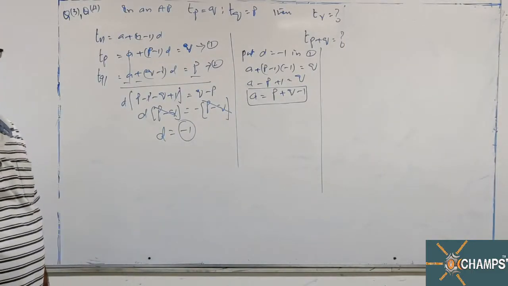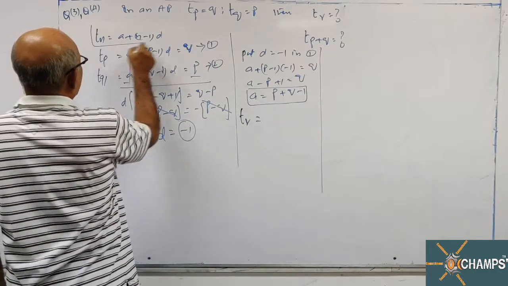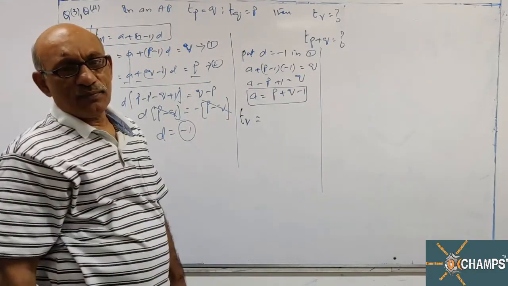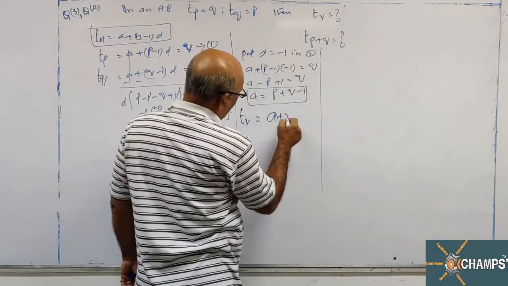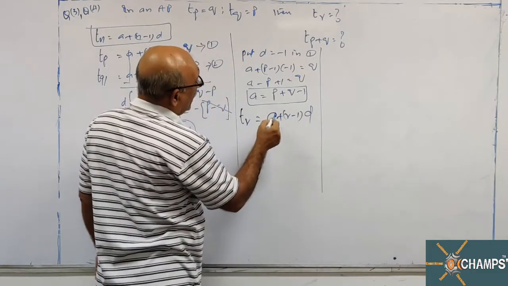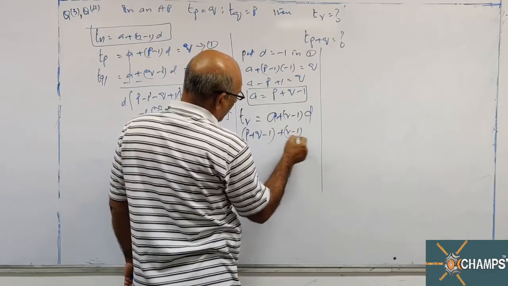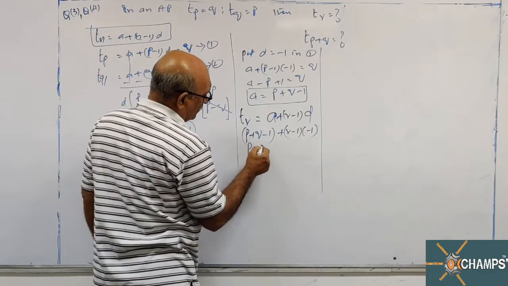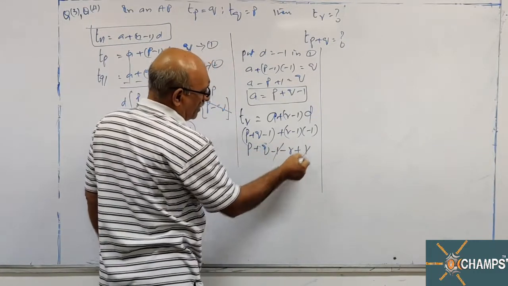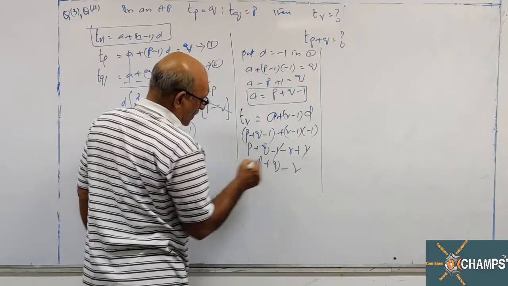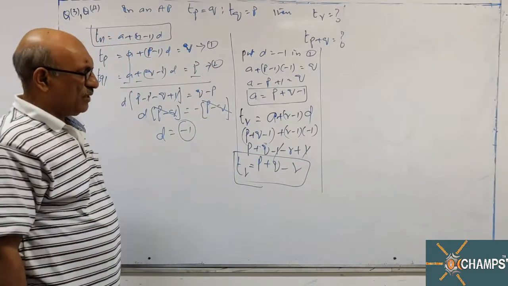I have D value and also I have A value. TR is equal to, in the general term, you replace N with R. So this is A plus R minus 1 into D. A is equal to P plus Q minus 1 plus R minus 1 into common difference, which is minus 1. Plus 1 minus 1 cancel. This is TR is equal to P plus Q minus R.